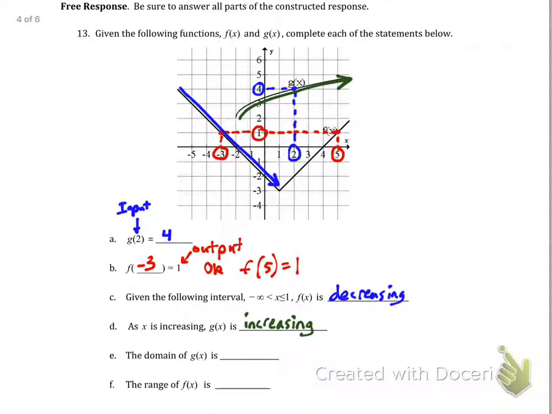Increasing. The domain of g of x is everything greater than or equal to negative 2, because domain is all the x values. Now the way we write that is bracket negative 2, comma, infinity with a parenthesis. Also, the range of f of x, that's how far up and down it goes, it seems to be going up infinitely because it's the absolute value function. So we have bracket negative 3, comma, infinity in parentheses.